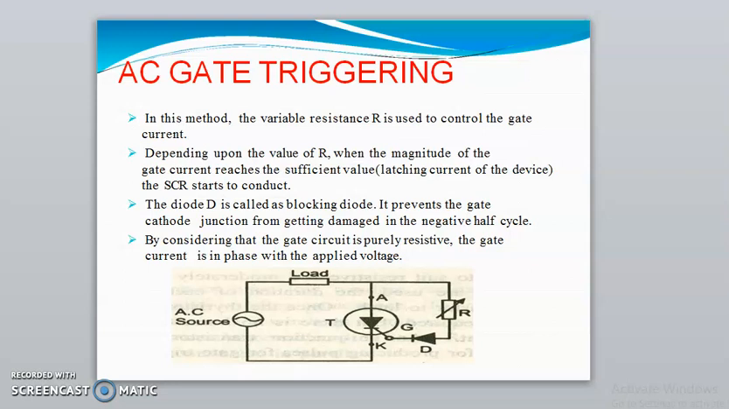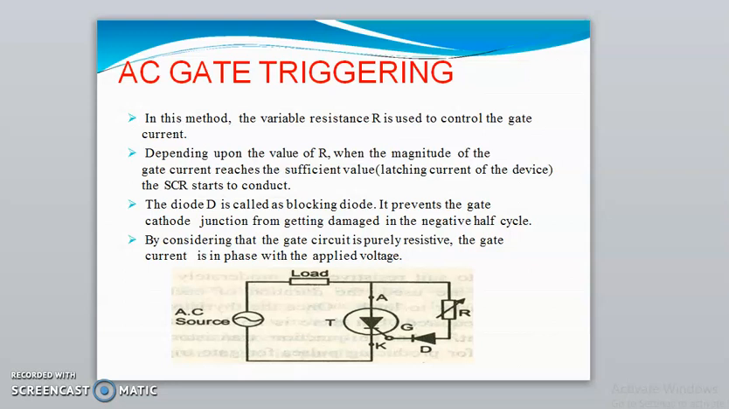As soon as it changes its path from positive half to negative half, it means the SCR will conduct in reverse biased condition, and we never allow the SCR to conduct in reverse biased condition. So for this purpose we need to block the negative current, and this is done by means of the diode D, which is called the blocking diode. In this, the gate circuit is considered as the resistive one, so the gate current is in phase with the applied voltage.